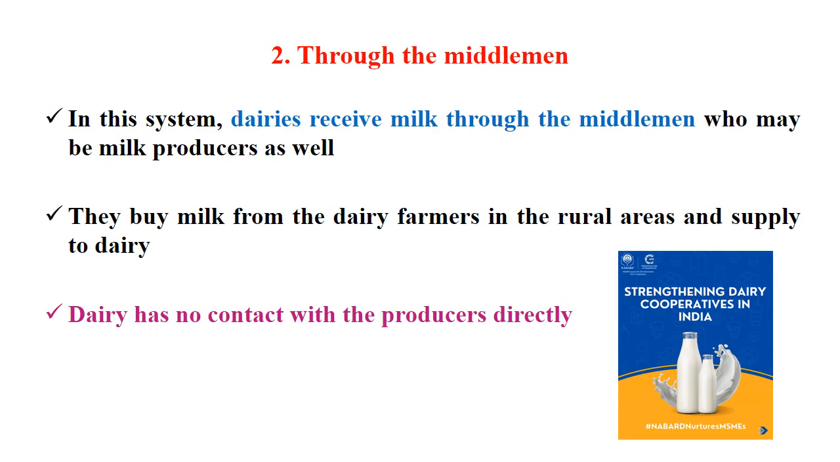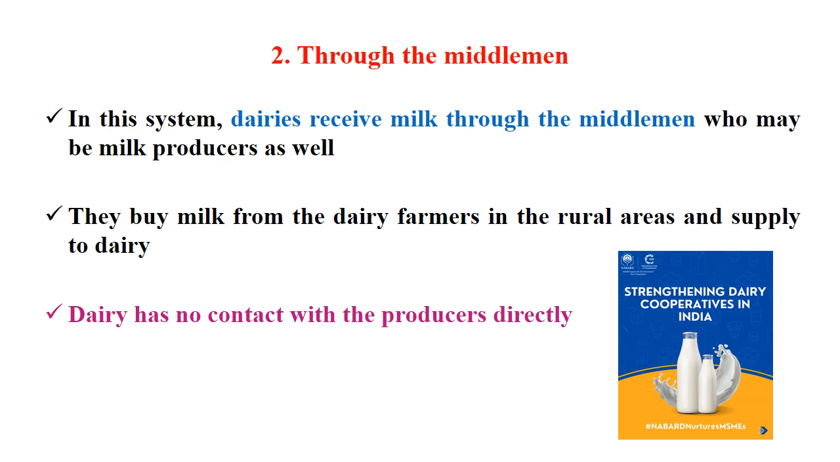This is the second method, that is through middlemen. This method still exists in a scattered manner in many places, particularly in deep rural areas or wherever the cooperative is not very functional or successful. In this system, dairies receive milk through middlemen who may be milk producers as well. In rural areas, some people may have their own milk production, and in addition to that, they collect milk from other milk producers or farmers.